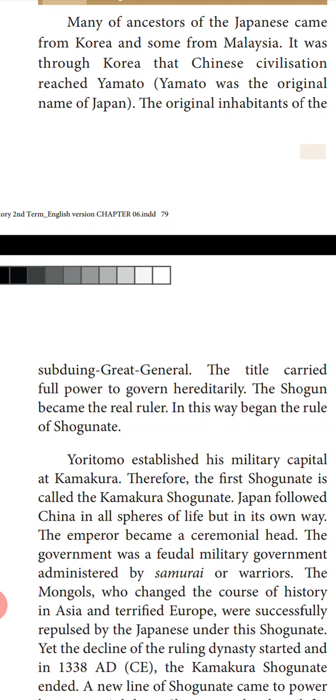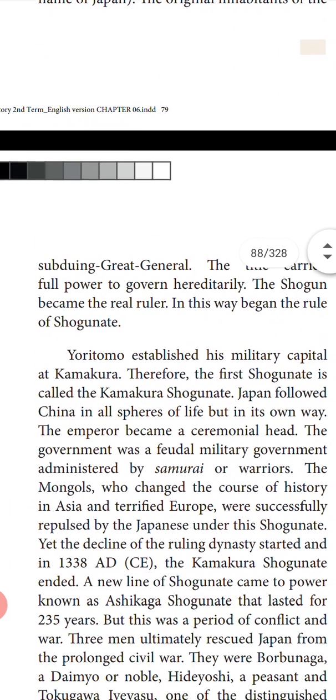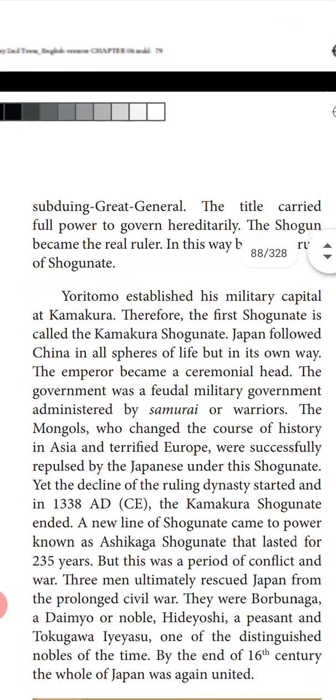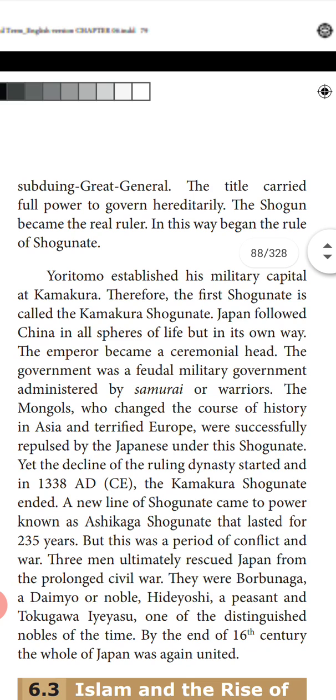The title carried full power to govern hereditarily. The shogun became the real ruler. In this way began the rule of the shogunate. Then Yoritomo established his military capital at Kamakura. Therefore, the first shogunate is called the Kamakura shogunate because of their capital city.